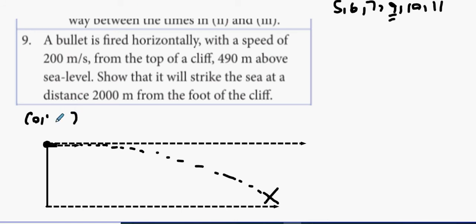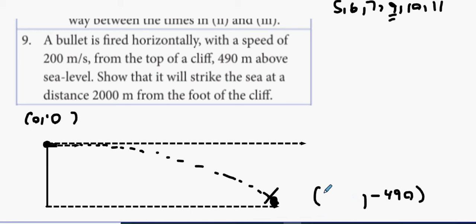What would be the y value of the point down here then? It's minus 490 below, isn't it? So you start off at 0, 0, and you'd be minus 490 below. You can set up a system like this if you want. Now, what do we think about the x value?